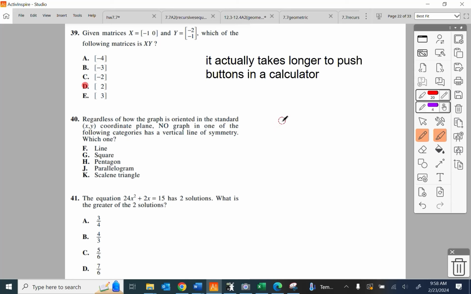Regardless of how the graph is oriented in the standard XY coordinate plane, no graph in one of the following categories has a vertical line of symmetry. That one could bother me. But a square can always be cut in half. I mean, a square is a regular figure. So a pentagon, assuming it's a regular pentagon, can be cut in half.